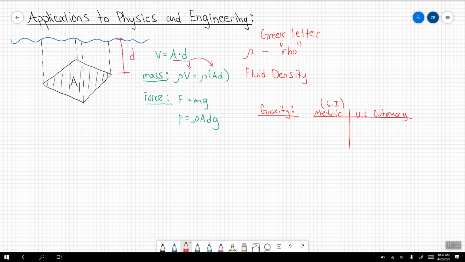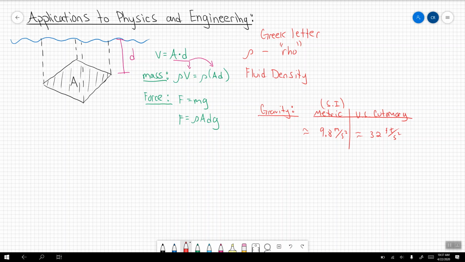If we have gravity, as we do in here, under the metric system we're going to use the approximation of 9.8 meters per second squared. If we're doing US customary, we're going to use the approximation of 32 feet per second squared. That's something we have to keep in mind and use when we're looking at these specific items.